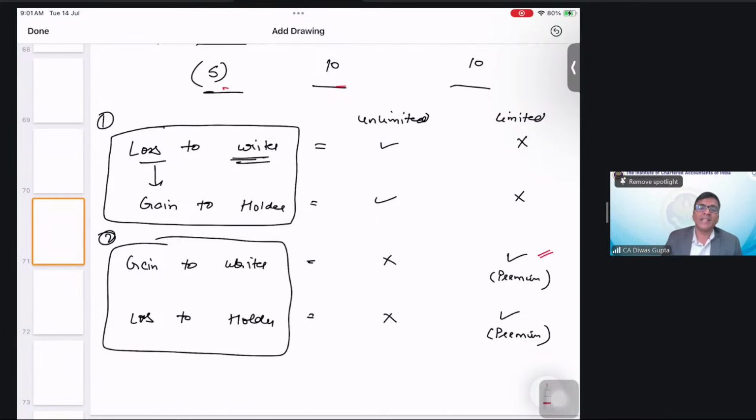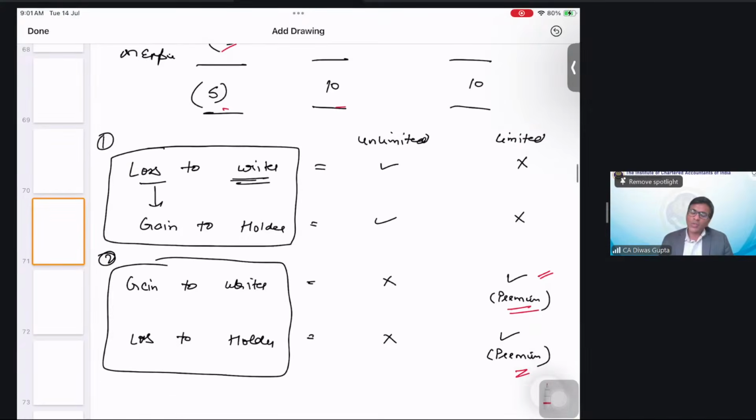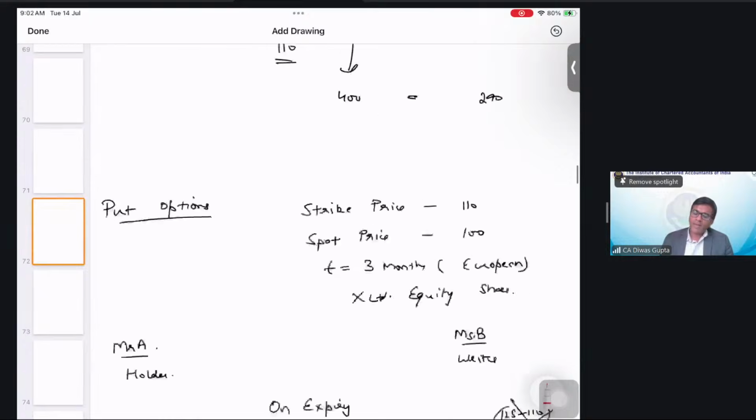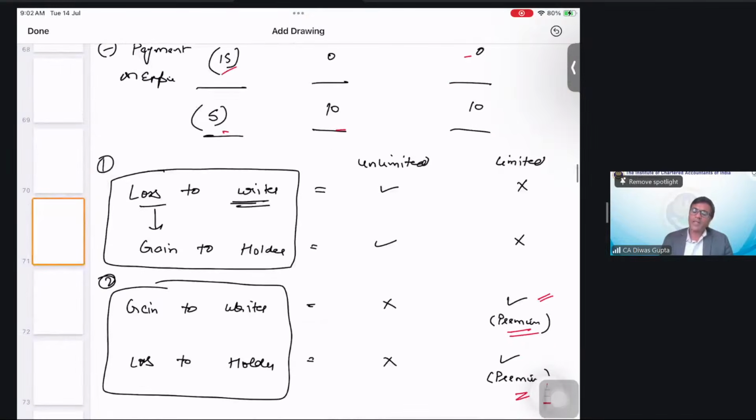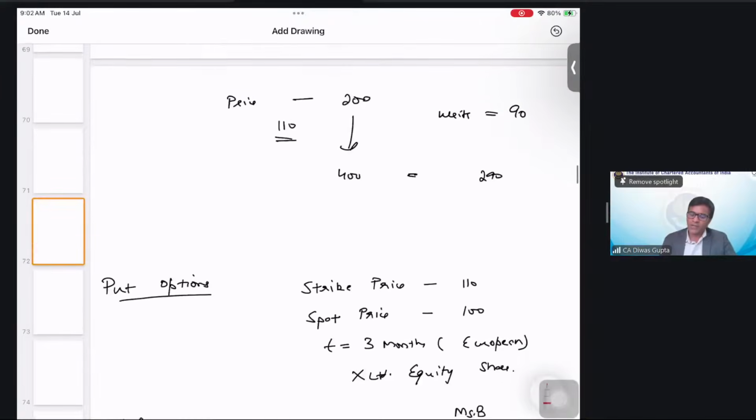The maximum gain that a writer can have is equivalent to premium. And the maximum loss that a holder can have is also limited, that is also equivalent to premium. Clear, students? So this is good to understand what are the natural payoffs around these line items. So this is about the call option that we have studied.